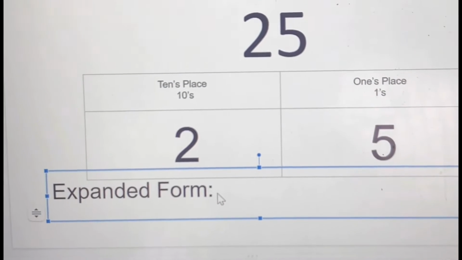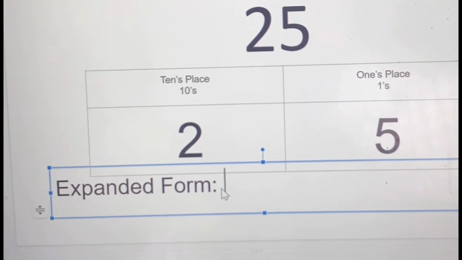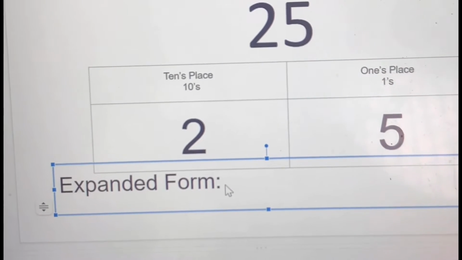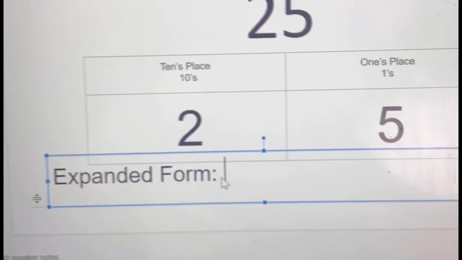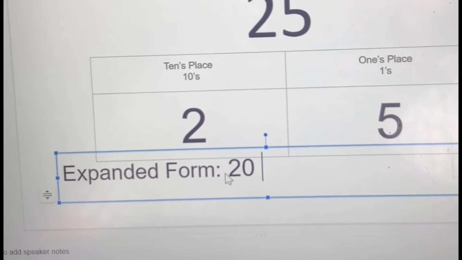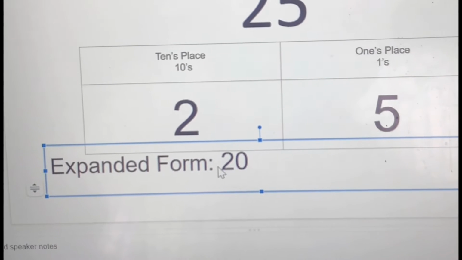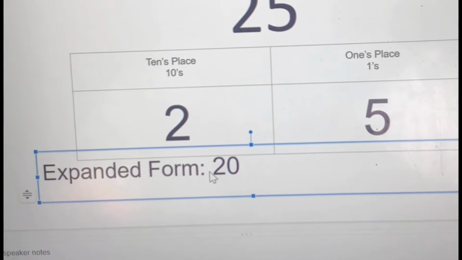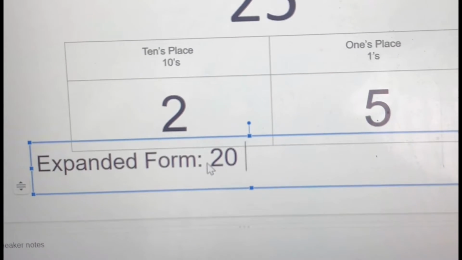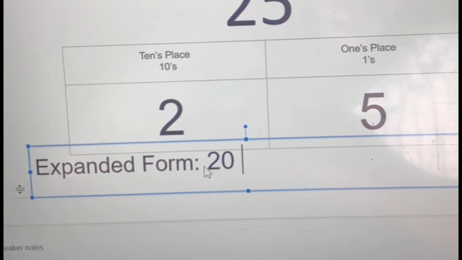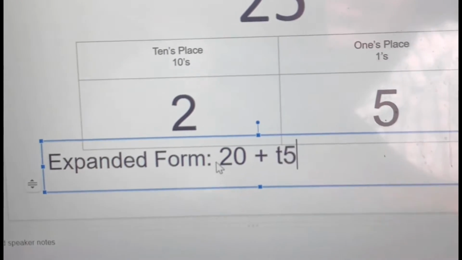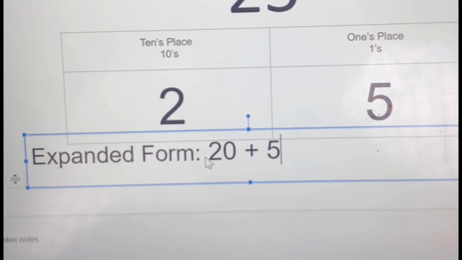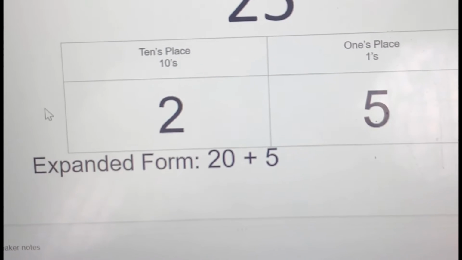So now I'm going to write the number 25 in expanded form. So in the number 25, we have 2 tens. So counting by tens, 10, 20. So 2 tens are worth 20. So the value in the tens place would be 20. And 5 ones. 1, 2, 3, 4, 5. So 5 ones. 20 plus 5. So 25 in expanded form would be 20 plus 5.